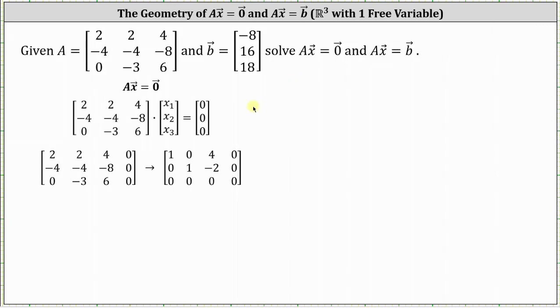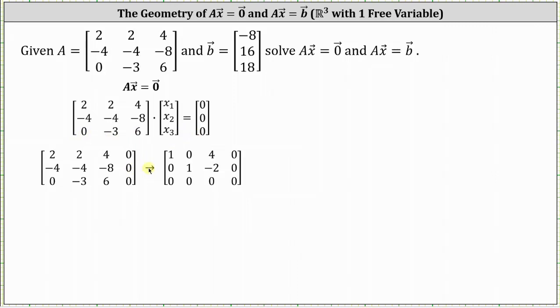To do this, we set up the matrix equation where we have matrix A times vector x as a column matrix where the entries are x1, x2, and x3 equals, on the right, a 3 by 1 0 matrix. The next step is to write the augmented matrix where the first row is 2, 2, 4, 0. The second row is negative 4, negative 4, negative 8, 0. And the third row is 0, negative 3, 6, 0.